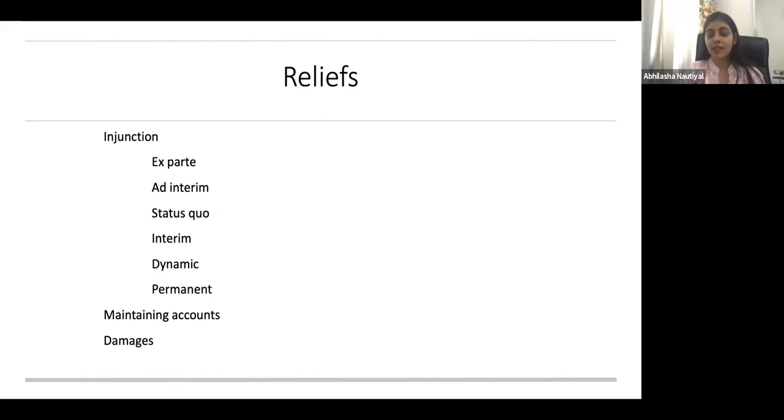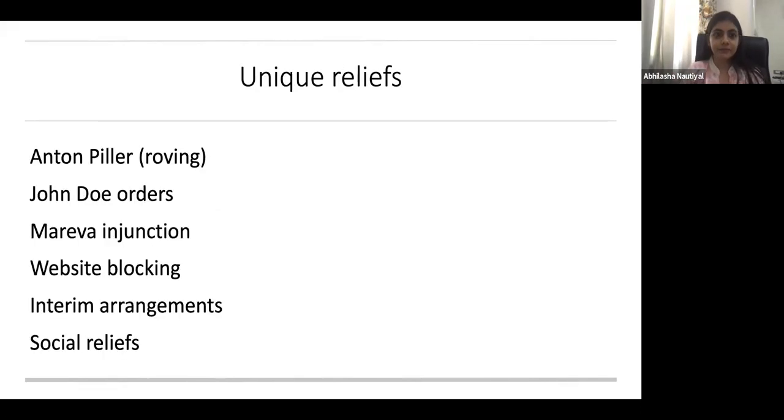And damages. Damages, of course, have a range of principles that apply to them. There could be damages based on accounts, there could be damages based on compensation, or it could also be punitive in certain cases. Now, it's important to cover these unique reliefs because in IP dispute resolution in India, we have seen these reliefs play a very effective role in resolving disputes.